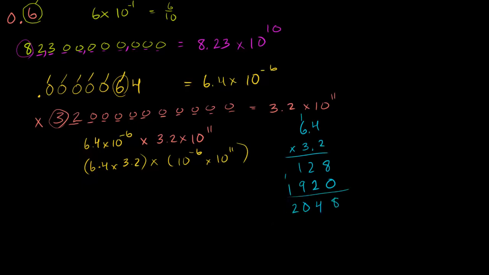Now, we just have to count the numbers behind the decimal point. We have one number there. We have another number there. We have two numbers behind the decimal point. So you count 1, 2. So 6.4 times 3.2 is equal to 20.48. So this is going to be 20.48 times 10 to the... We have the same base here, so we can just add the exponents. So what's minus 6 plus 11? So that's 10 to the 5th power.